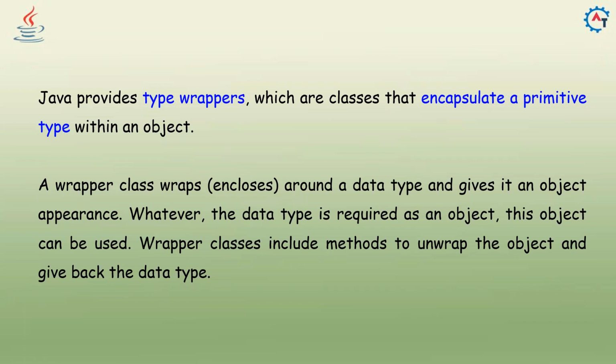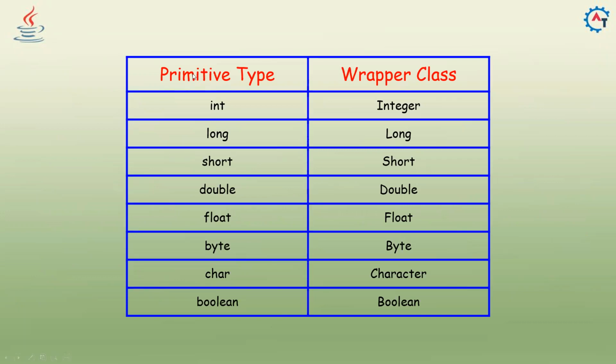Wrapper classes include methods to unwrap the object and give back the data type. So simply it will become class type. If you take this table, this way you have primitive type, this side you have wrapper class. For int you have one wrapper class called Integer. For long you have Long, short you have Short, double you have Double, float Float, byte Byte, char Character, boolean Boolean. For each and every primitive type, the respective wrapper class is available.